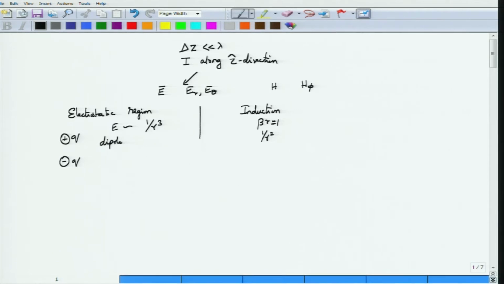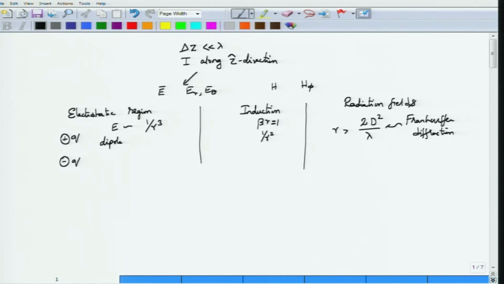But by far we are mostly interested in what we called the radiative region, and the fields in that region are the radiation fields. As a thumb rule, it is not necessary that this is exactly the border, but if d is the maximum dimension of an antenna, then radiation fields would exist for distances greater than 2 d square by lambda. Sometimes, coming from the optics region, this is also called the Fraunhofer diffraction region. I might have gotten the spelling wrong, but Fraunhofer diffraction corresponds to this particular criterion.